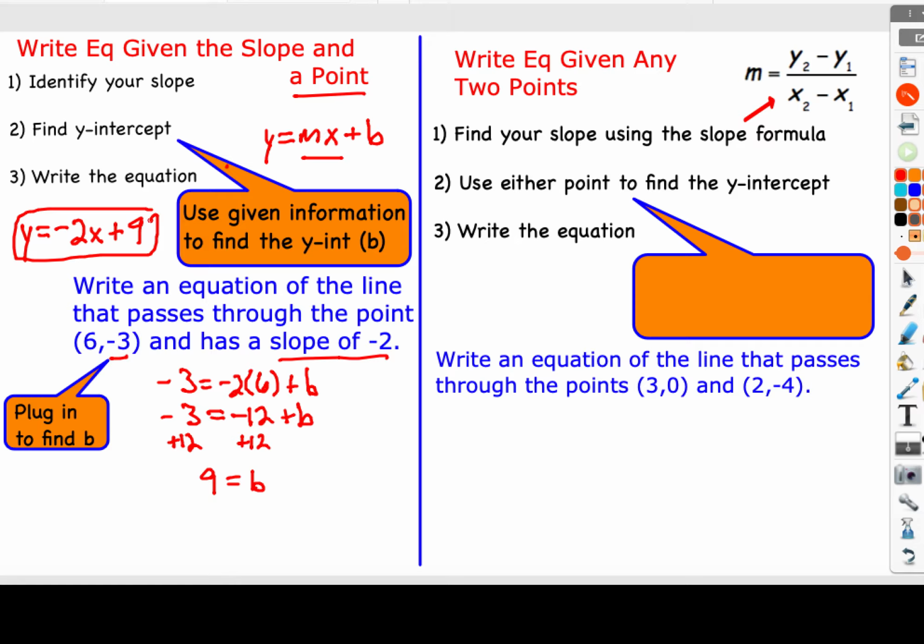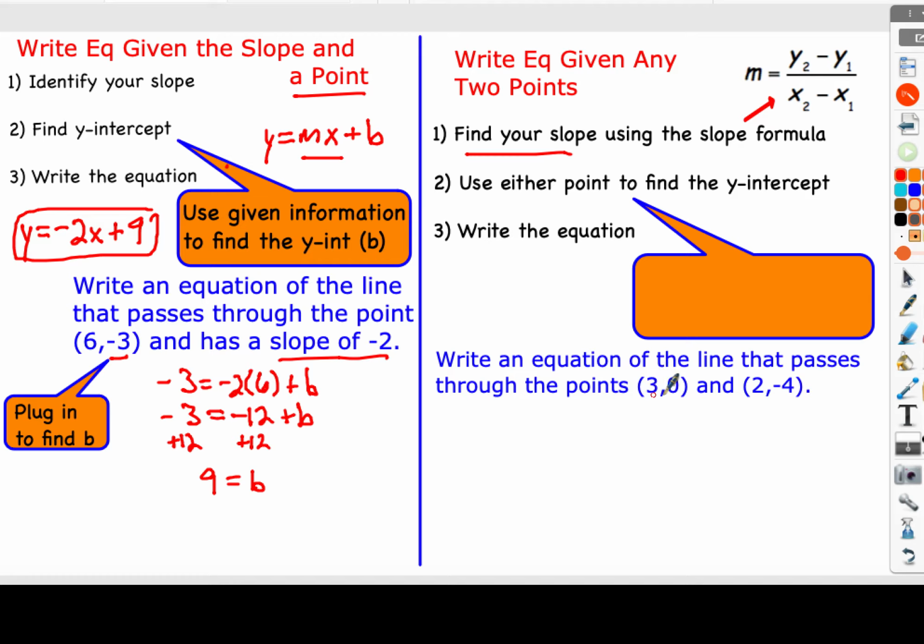Now, on the right over here, what do we do then if they don't give us the slope? Well, we know ways to find that, kind of like we did on the first screen. We can find our slope. So notice the problem down here at the bottom. Write an equation of a line that passes through the points (3, 0) and (2, -4).